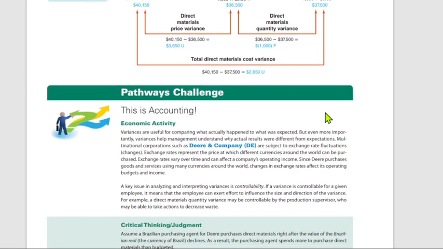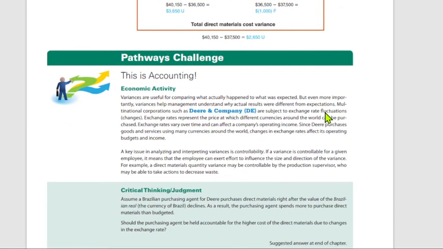Okay, let's proceed with this pathways challenge because this will guide us as we provide consultancy work to our top management. Variances are useful for comparing what actually happened to what was expected, but even more importantly, variances help management understand why actual results were different from expectations. So, pinapaliwanag kasi ng variances, lalo na kapag dinetalye na natin yung variances up to the most detailed possible, kung saan nag-arise yung difference dun sa actual versus the expectations na sinasabi niya dito.